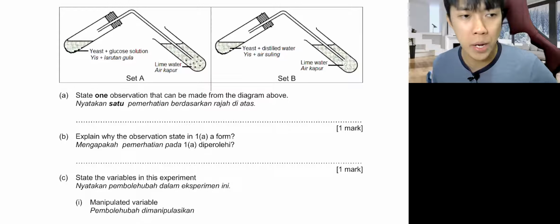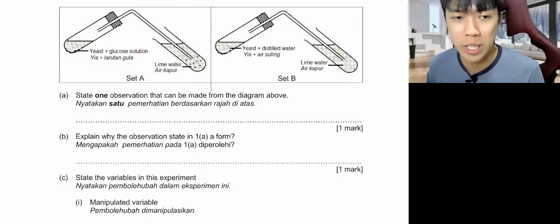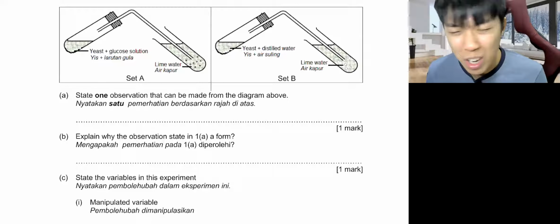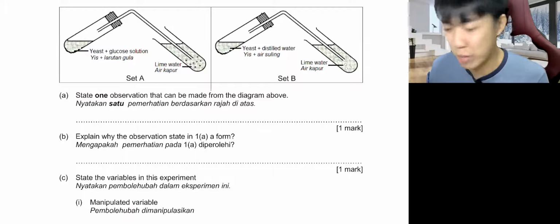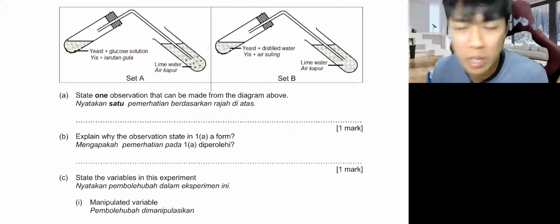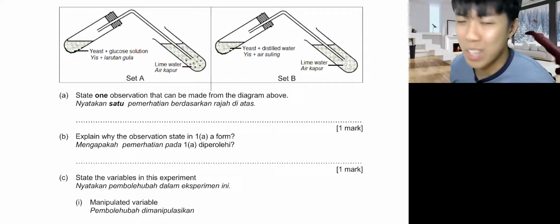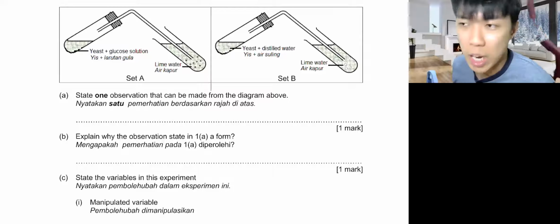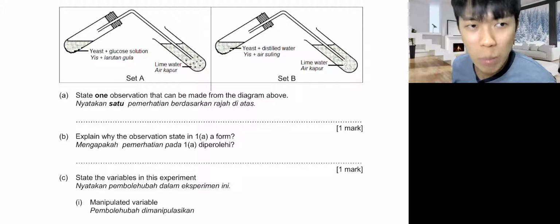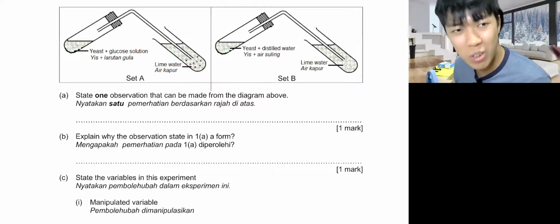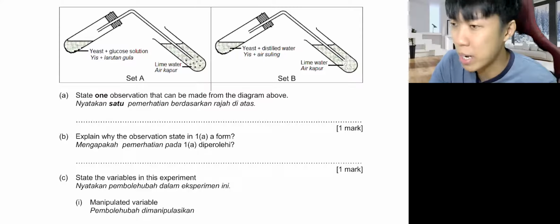Okay, right, next one. Explain why the observations stated in A1A form. Why got bubble? Or why cloudy? You have to explain your observation. Do you know what gas that is? Until this point, I have not disclosed. I forgot, did I say it? I hope you all still remember the equation. So the gas will be carbon dioxide. So why got bubble? Got carbon dioxide. Why cloudy? Got carbon dioxide, then lime water turns cloudy. That's your basic, if you remember that.